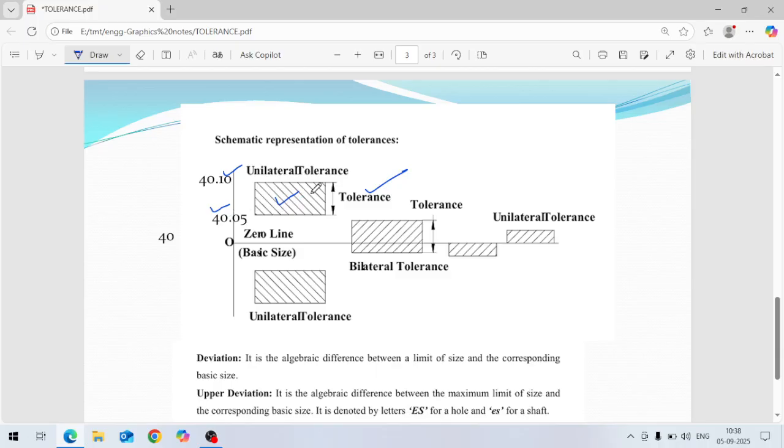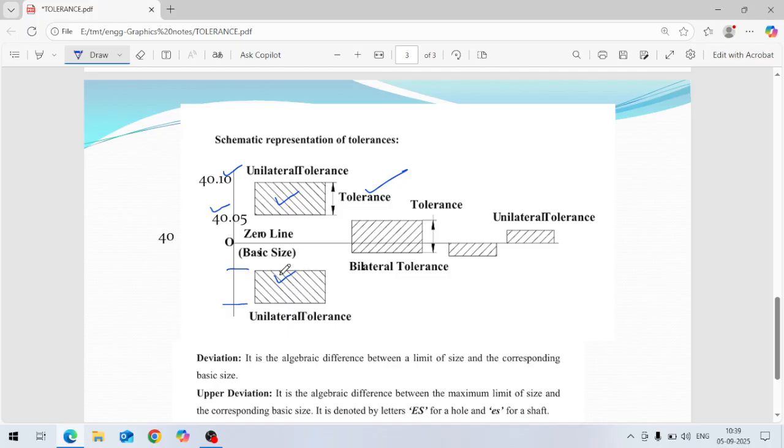And this is unilateral. One other case of unilateral is there. Here both are on the minus side. Say this is 39.95 here. If I say this is 39.95 and this is 39.9, then the tolerance is also 0.05 mm only. But both limits are on the lower side from the basic size. So this is also a case of unilateral tolerance because both are on the same side.